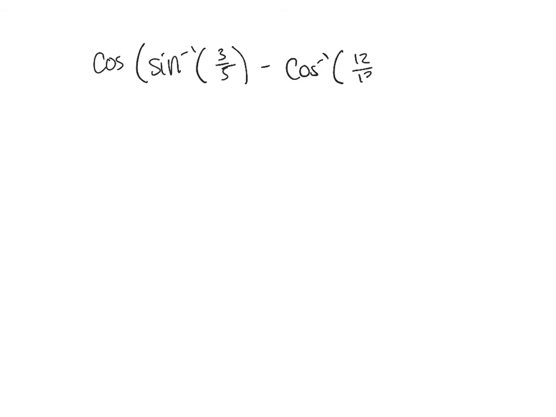Okay, so our last example is going to be cosine of sine inverse of 3/5 minus cosine inverse of 12/13. And you may look at this and be like, what? Miss Twain, why? Well, this is a sine inverse here, and a cosine inverse there. This is really theta is equal to this thing.